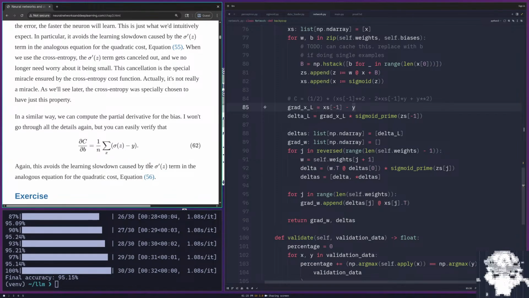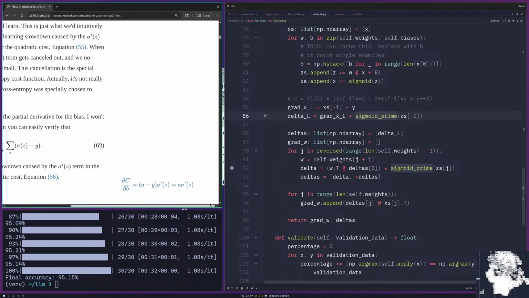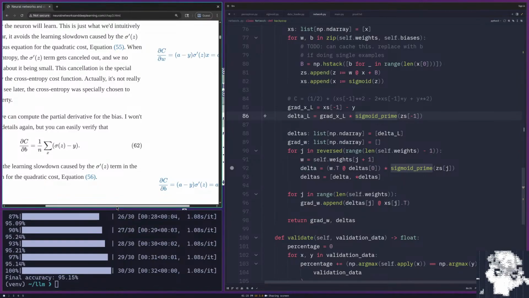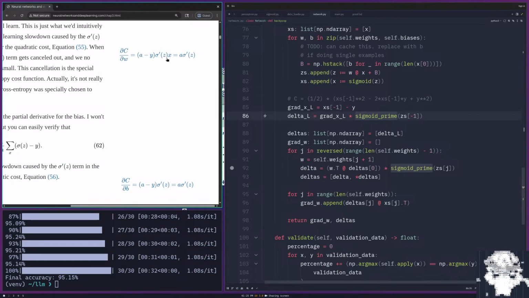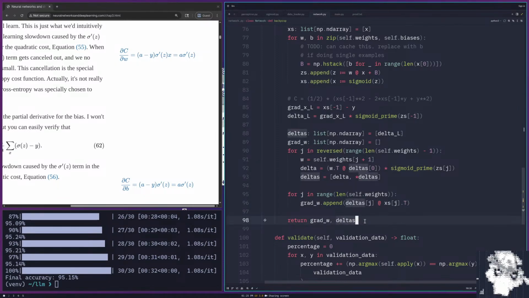Again, this avoids the learning slowdown caused by the sigmoid prime times z term in the analogous equation for the quadratic cost. So, equation 56 and equation 55. These were the old things we were doing, and they had a sigmoid prime in them, and that was the problem. So the sigmoid prime's coming from here and coming from here.